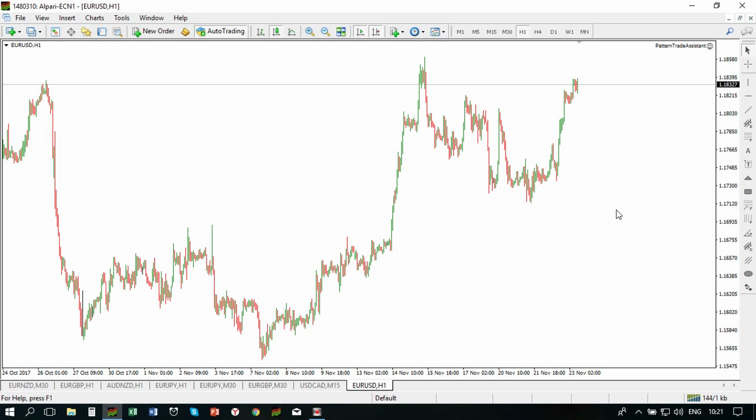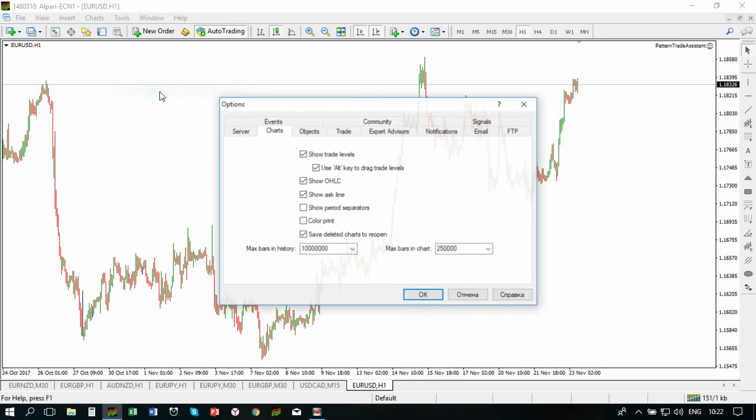Let's go next. After you install that, you need to close MetaTrader and open that once again. Okay, after that you need to prepare your MetaTrader. Monster Pattern Search won't work correctly if you don't have enough data in your platform. So go to Tools, go to Options, Chart, yes, and enable maximum bars in history.